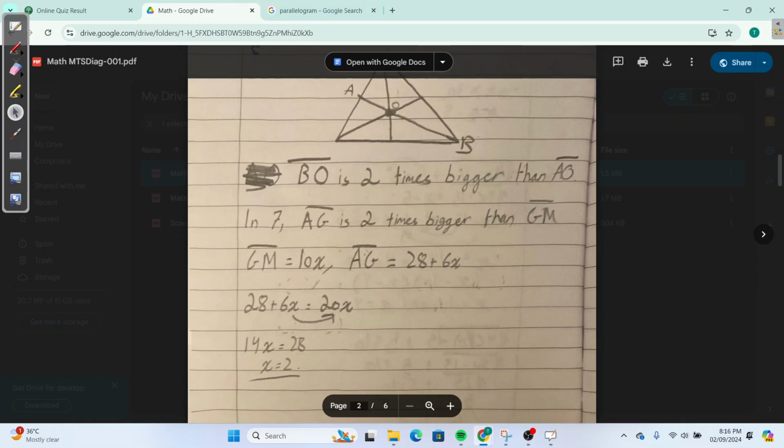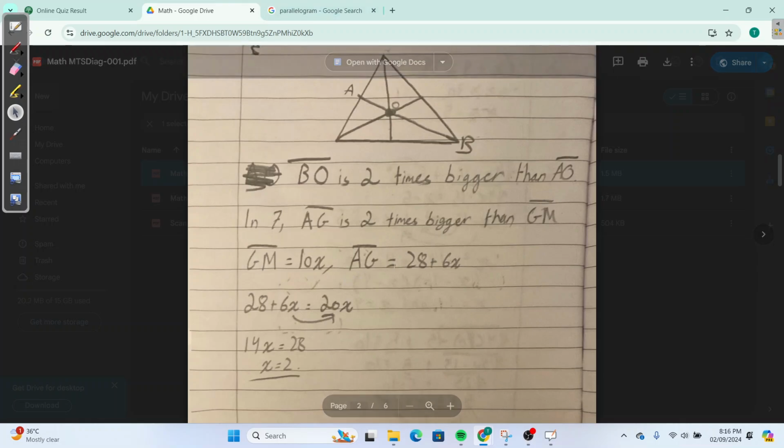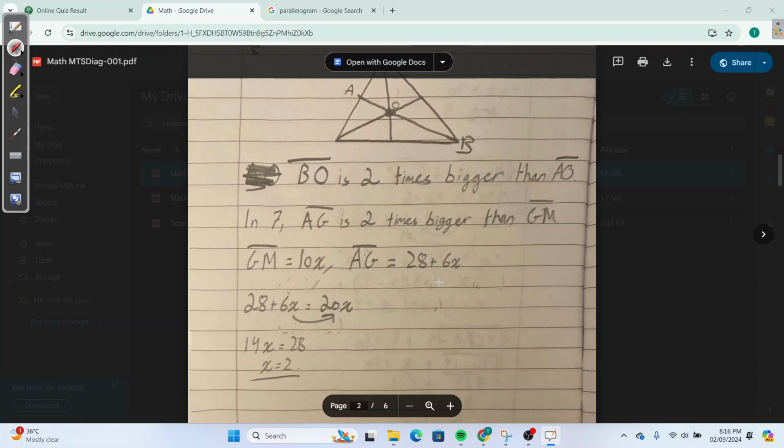Now, they gave us GM to be 10x and AG to be 28 plus 6x. What you can do, you can either divide this entire value by 2 and get 14 plus 3x equals 10x, or you can easily just multiply this value, the 10x, by 2, which is what I did here, and take the other value here.